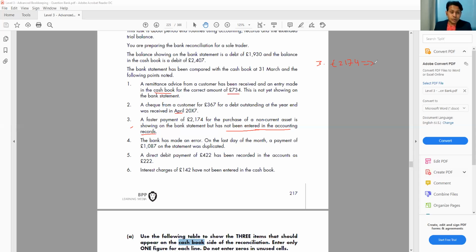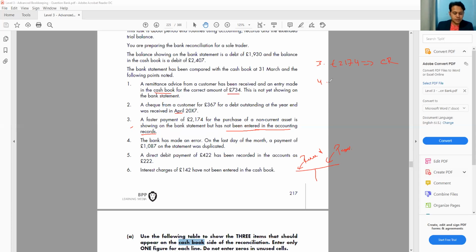So in the cash book, which side am I going to record if I make a payment? In the cash book, we have two sides, isn't it? One is the debit side, one is the credit side. The debit side is all about money received, and the credit side is all about payment. So we're going to record it on the credit side.